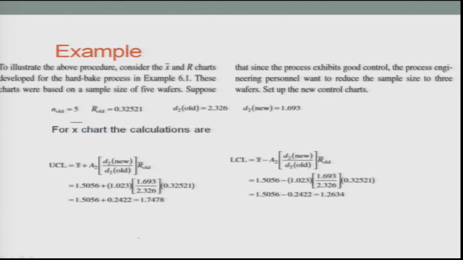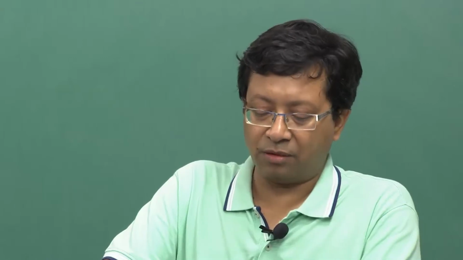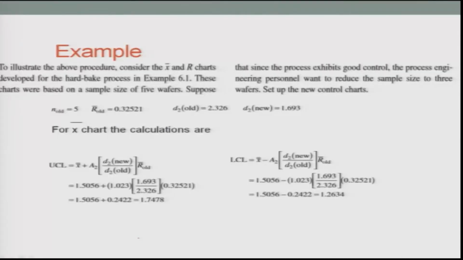So, I will just mention the second place of decimal, so that should be clear to you. Now, suppose that since the process exhibits good control, the process engineer wants to reduce the sample size and now take 3 wafers. Now, n is 3, so the number of m can be the same. Obviously, as n changes, D2 becomes approximately 1.69. So, you have to calculate.